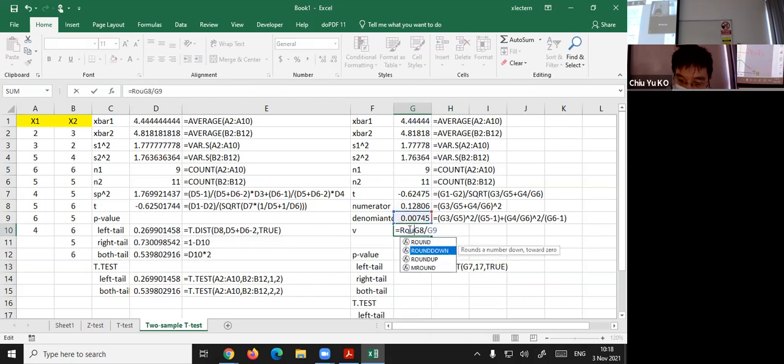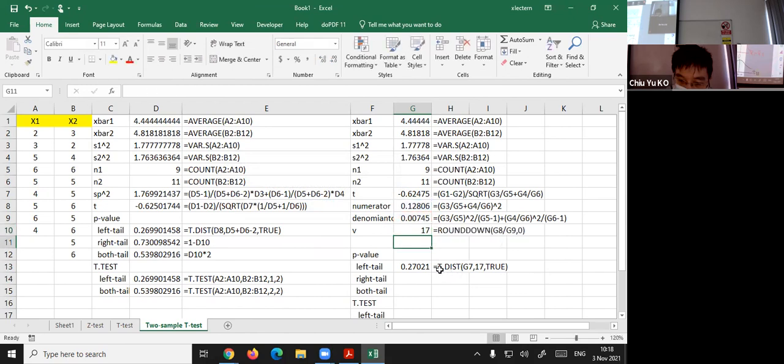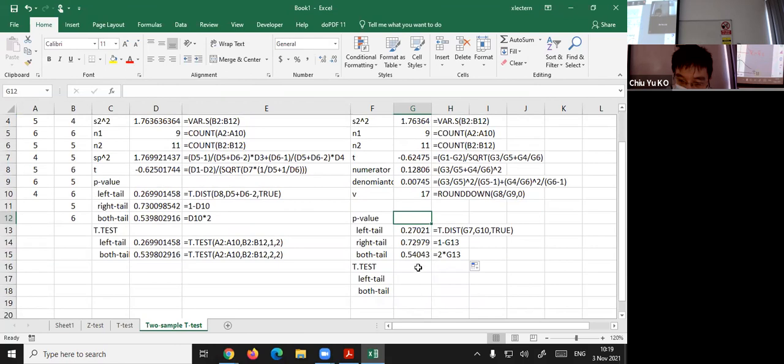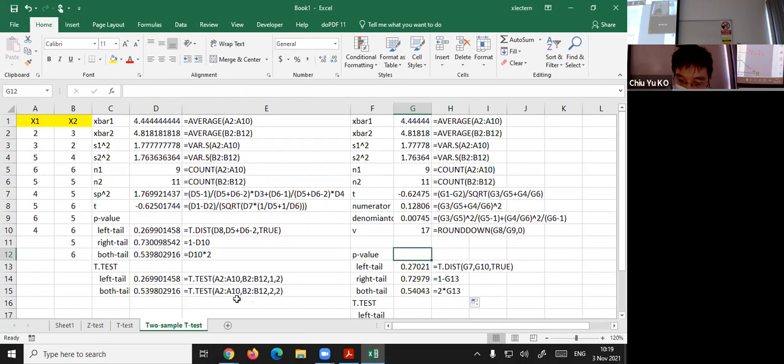If you really want to rely on this function, it rounds down and gives you the number. So it is 1 minus this guy, right? And 2 times this guy, the smaller one. So we can confirm what we have done.